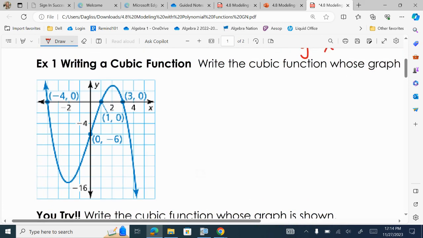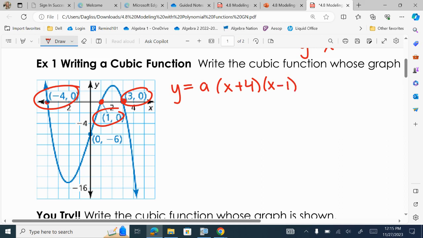A cubic function is going to have how many solutions? 3. It's a cubic. Has a degree of 3. Okay? Do I have 3 solutions shown to me in this graph? 1, 2, 3, right? They're labeled for me. So how am I going to put those back into factored form? It becomes x plus 4, x minus 1, and x minus 3, like that.